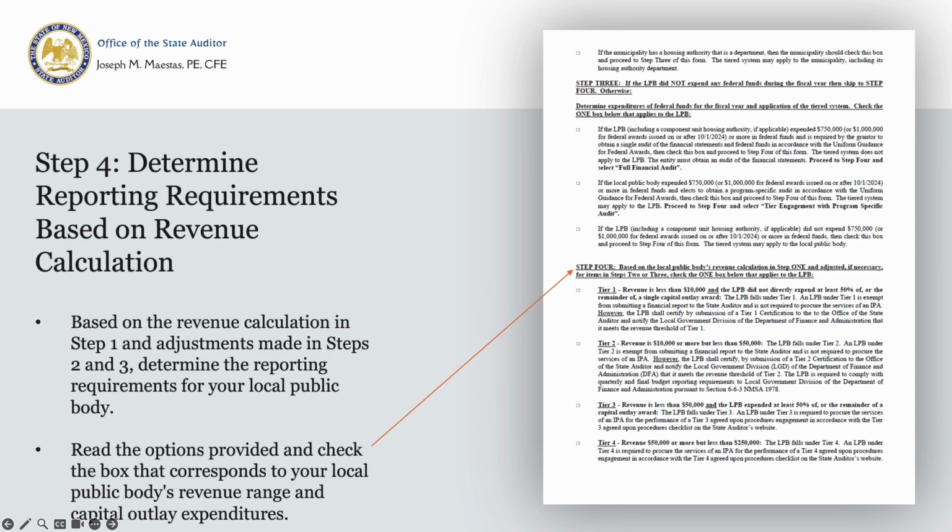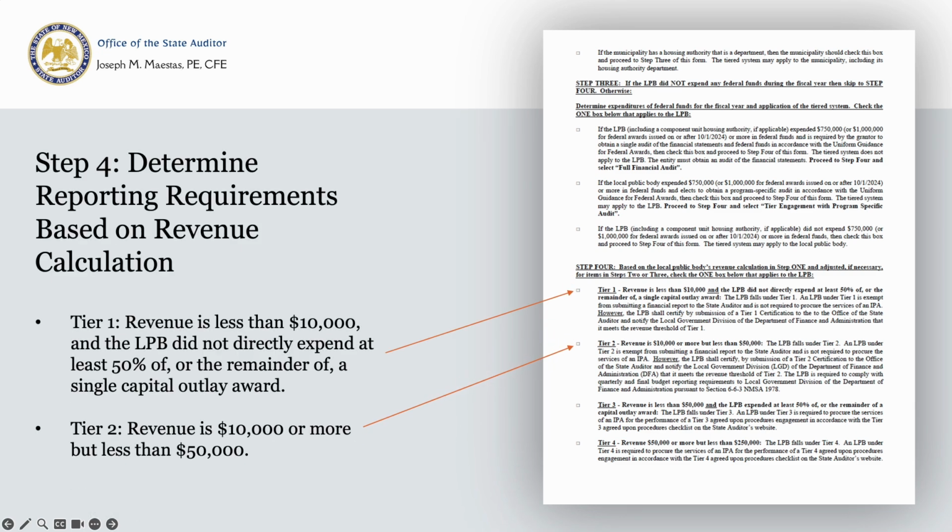Step 4. Determine reporting requirements based on revenue calculation. Based on the revenue calculation in Step 1 and adjustments made in Steps 2 and 3, determine the reporting requirements for your local public body. Look for the section titled Step 4. Based on the local public body's revenue calculation in Step 1 and adjusted, if necessary, for items in Steps 2 or 3, check the 1 box below that applies to the LPB. Read the options provided and check the box that corresponds to your local public body's revenue range and capital outlay expenditures. The options are as follows.